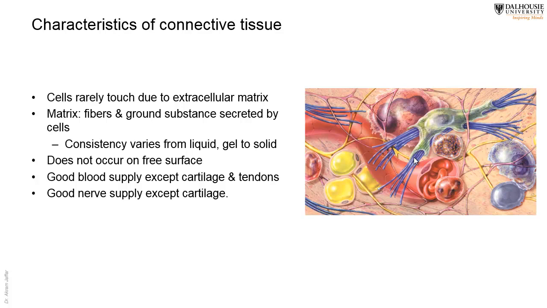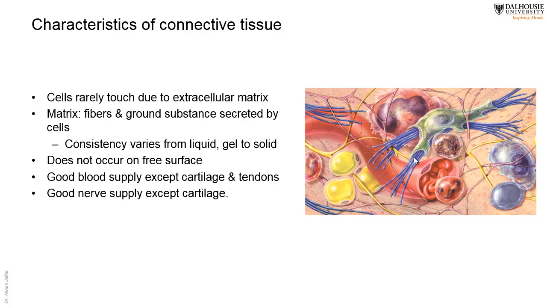So this matrix consists of fibers and ground substance, and both of them are secreted by the cells of the connective tissue. And it determines the consistency of the tissue. For example, it's pliable in cartilage, it is hard in bone, it is fluid in the blood. So all this is determined by the extracellular material, which consists of fibers and ground substance.